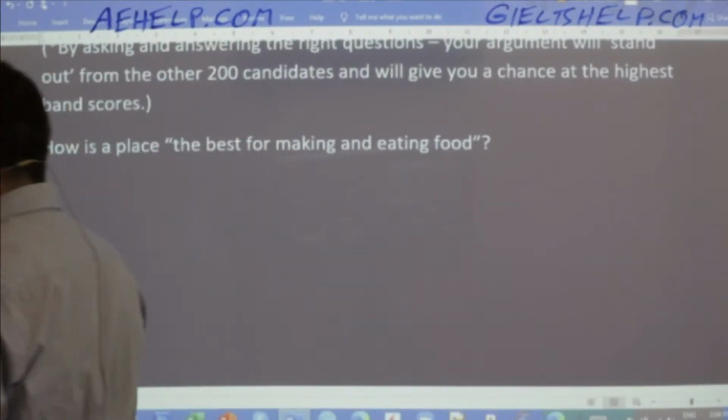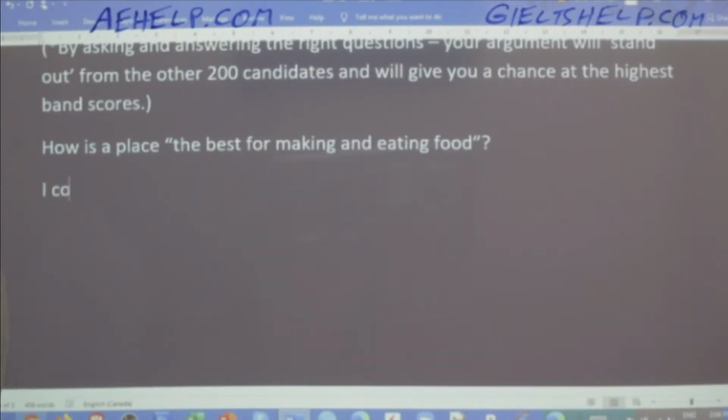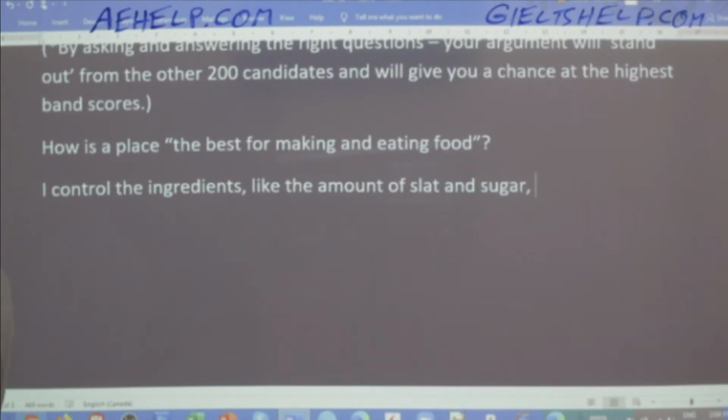So the how answer here is I control the ingredients, like the amount of salt and sugar in a dish, like lasagna.